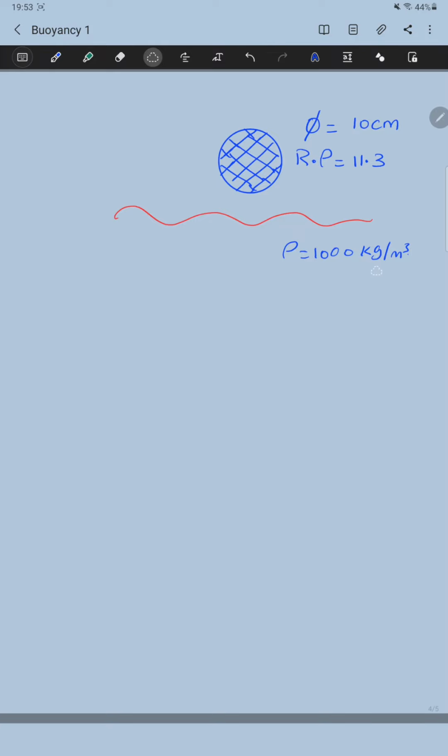So we are asked to find out, number 1, if it will sink or float, and number 2, the buoyancy force. Again, we know it's going to sink, but we will check it mathematically. Is that okay? Okay.